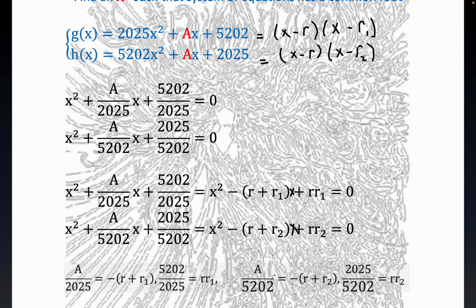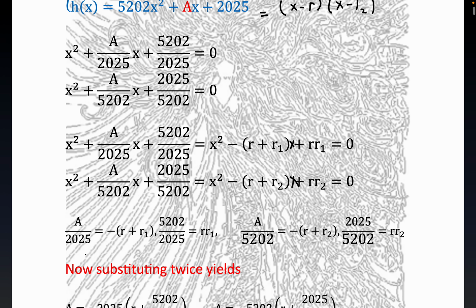In a similar fashion, let's look at this one over here. 5a over 2 would be equal to minus r plus r2. And then the product of the roots would be equal to this right here. You can sort that out, but hopefully I should have written down equating coefficients as commentary here.